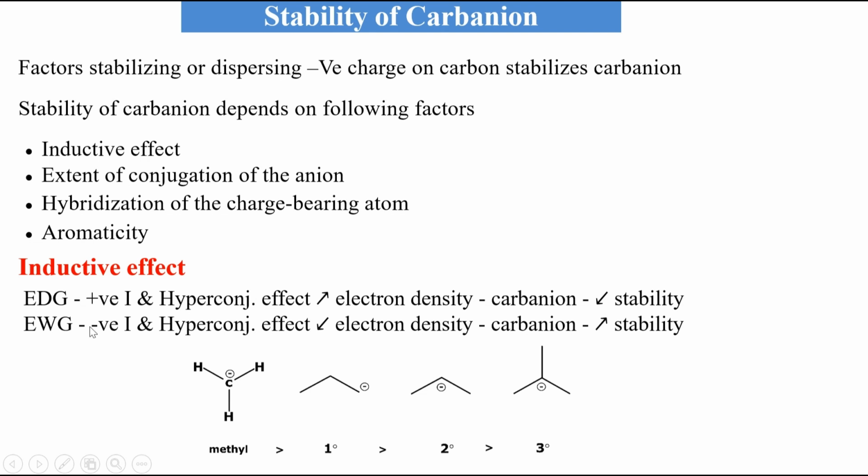When an electron withdrawing group is present, it takes away the electrons. Once it takes away the electrons, it becomes much more stable. Hence, methyl carbanion is more stable than primary carbanion, which is more stable than secondary, which is more stable than tertiary carbanions. As the tertiary carbanion has three alkyl groups, there is more electron donation, so it is more unstable. Whereas methyl has no electron donating groups, that's why it is more stable.